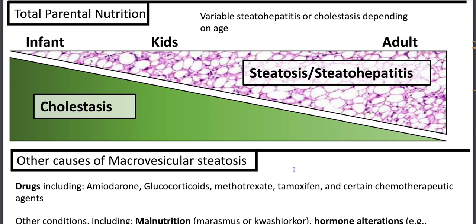Total parenteral nutrition. You can have variable steatohepatitis or cholestasis depending on your age. So if you're an infant, you can have more cholestasis. Kids, you're in between, and for adults, you can get more steatosis, steatohepatitis.